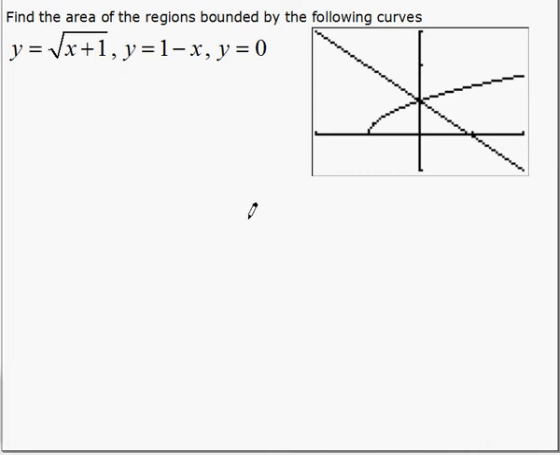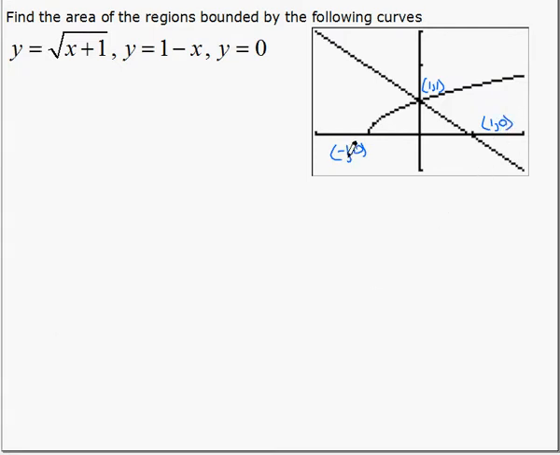In the following example, we're asked to find the area of the regions bounded by the curve y equals root x plus 1 and y equals 1 minus x. First, after sketching, we can label our points of intersection. So the point up here is (1, 1). Back here we have (-1, 0). And over here we have (1, 0).